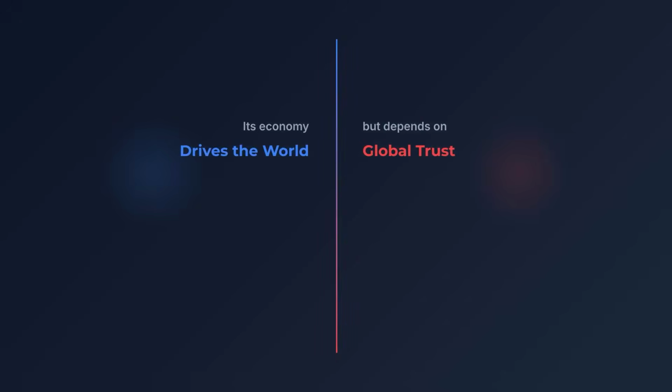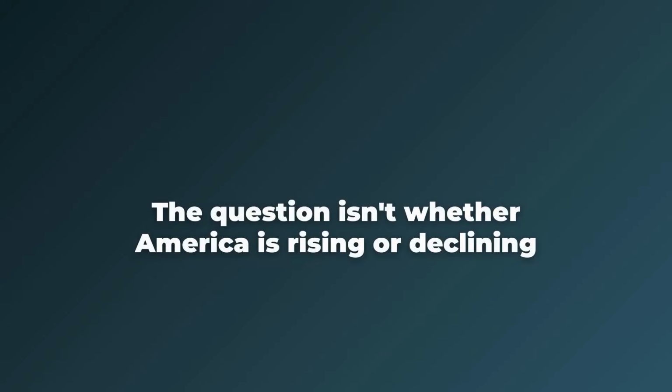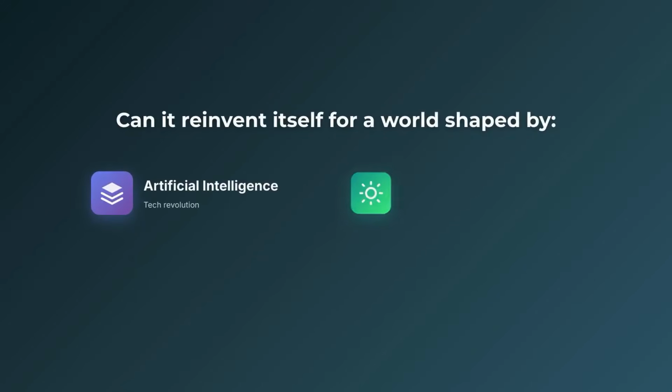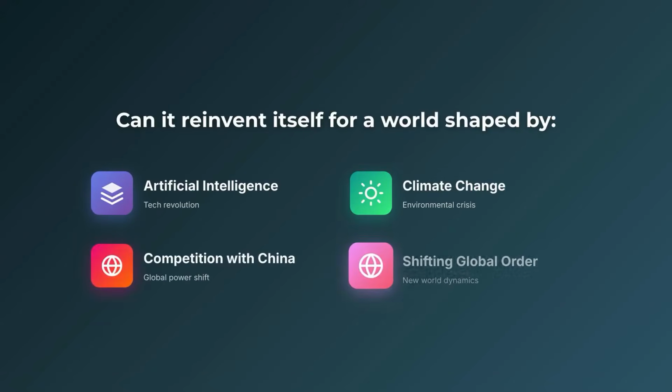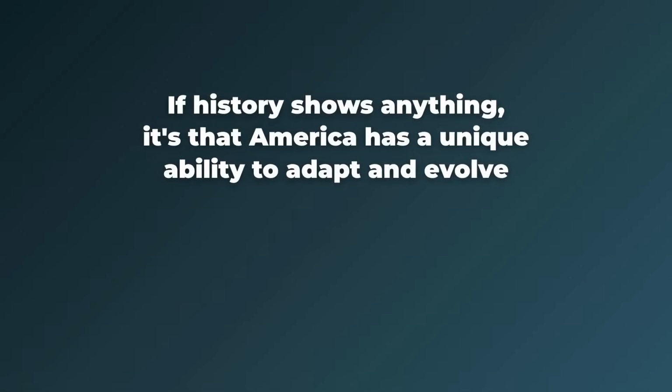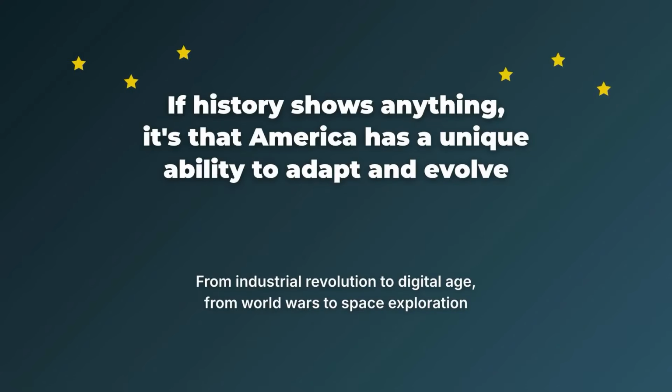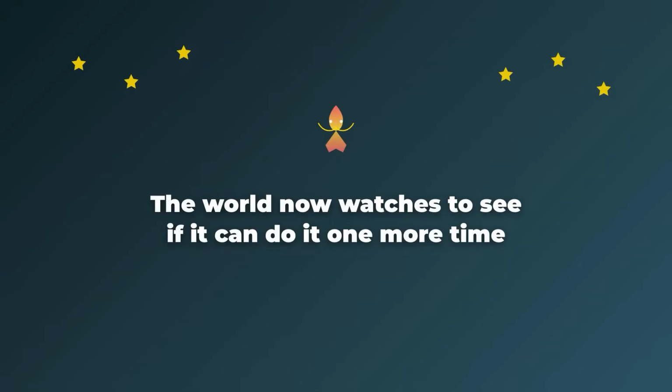Its economy drives the world, but depends on global trust to function. Its politics are turbulent, but anchored by institutions that survive storms. Its companies dominate the planet, but face new challenges rising across Asia. The question isn't whether America is rising or declining. It's whether it can reinvent itself for a world shaped by artificial intelligence, climate change, competition with China, and a shifting global order. If history shows anything, it's that America has a unique ability to adapt and evolve. The world now watches to see if it can do it one more time.